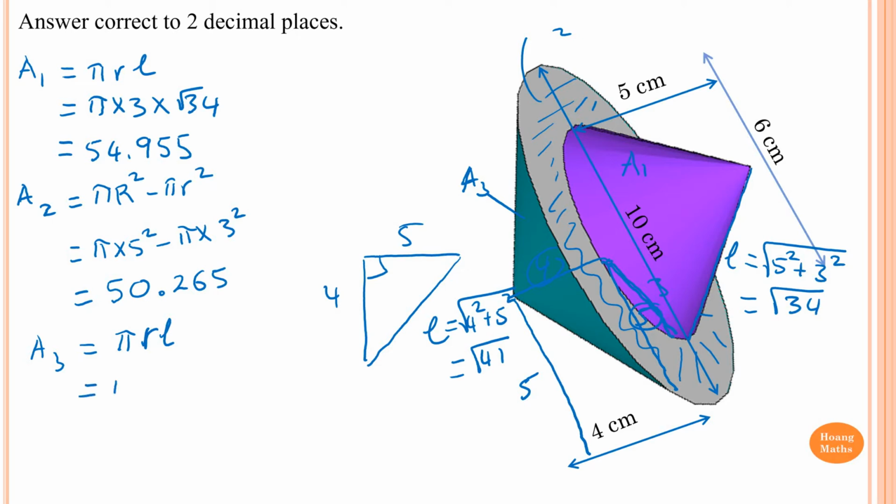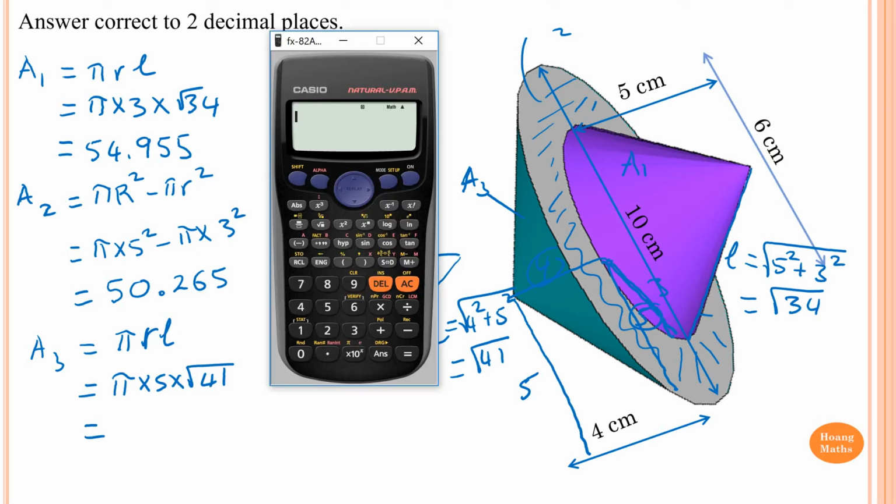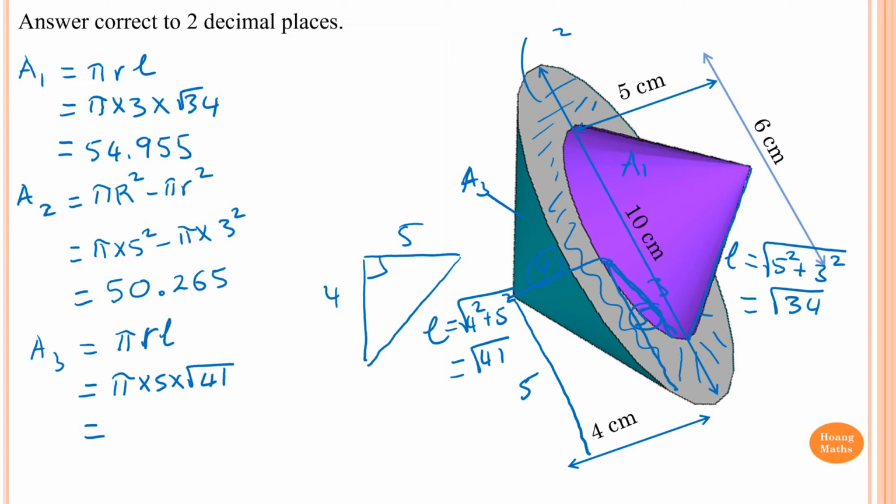So A3 is equal to pi times the radius, which is 5, times the slant height, square root of 41. So now I just put that in the calculator. I clear this first. So shift pi times 5 times square root of 41. So it's equal to 100.58. So A3 is 100.58. And then what we do is we just add them up.